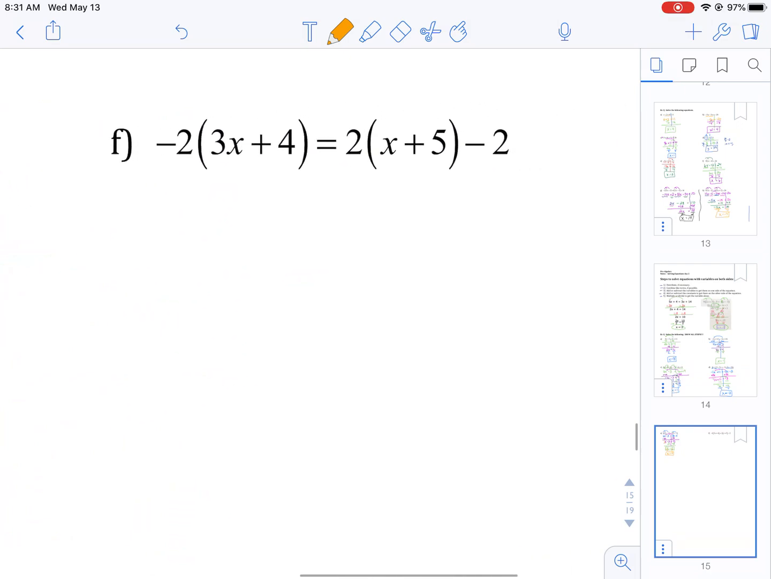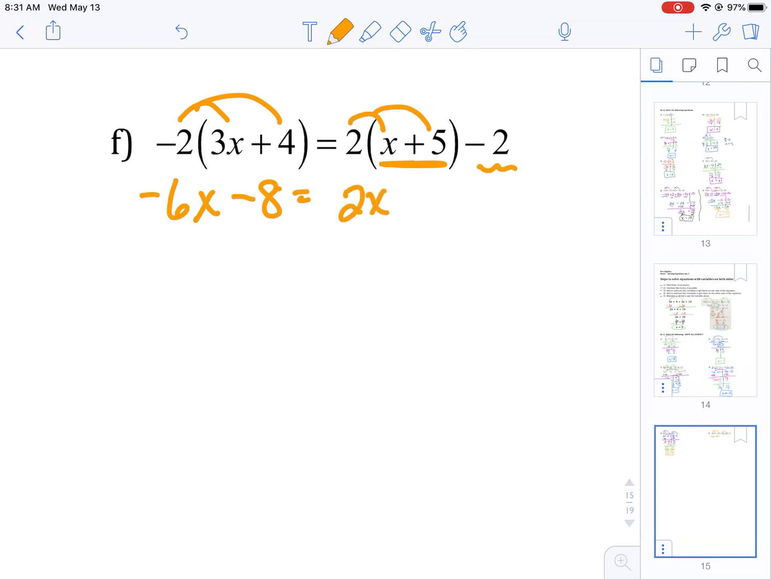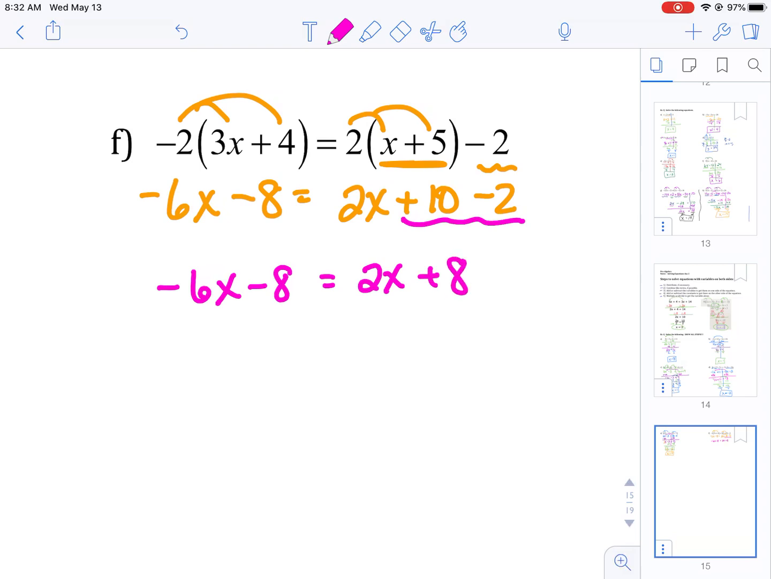All right, last problem for today. It looks a little bit trickier, but again, we just have to distribute. So it's negative 6x, and then negative 2 times 4 gives me negative 8. On the other side, since that 2 is only touching the x plus 5 in parentheses, we don't distribute that 2 to that negative 2 at the end. So we get 2x plus 2 times 5 is 10, and that minus 2 stays minus 2. All right, on the left side, we don't have any like terms. Negative 6x and 8 are not like terms. But on the right side, we have a 10 and a minus 2, so that gives me 2x plus 8.